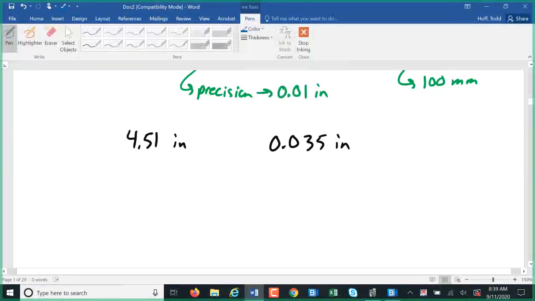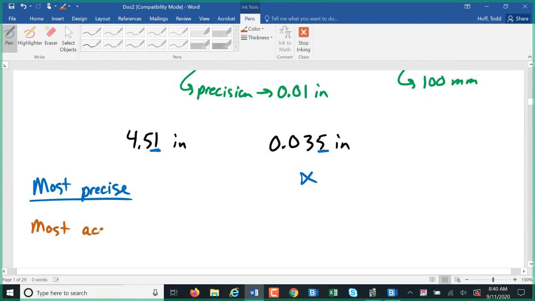So if I'm looking at these two numbers, the most precise number is the 0.035 because that's precise down to the nearest thousandth. This is only precise down to the nearest hundredth. The most accurate is this one. This one's accurate to 3 significant digits. This one's only accurate to 2 significant digits.